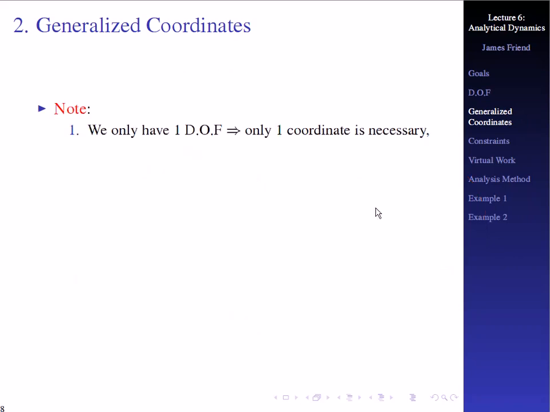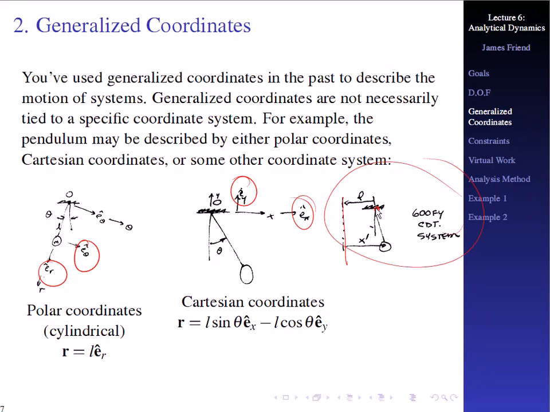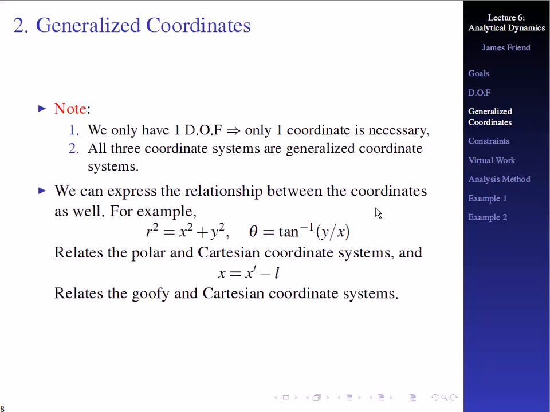If we have only 1 degree of freedom, only one coordinate is necessary. All 3 coordinate systems are generalized coordinate systems. So if we look back at this system, all of these coordinate systems are generalized coordinate systems. Each of these coordinate directions is not necessarily tied to a specific coordinate system. They might be, but maybe not. You can express a relationship between the coordinates as well, right? So r squared is equal to x squared plus y squared, theta is equal to inverse tangent of y over x, those two relationships relate to polar and Cartesian coordinate systems. And x equals x prime minus L, that relates the goofy coordinate system on the right with the Cartesian coordinate system.